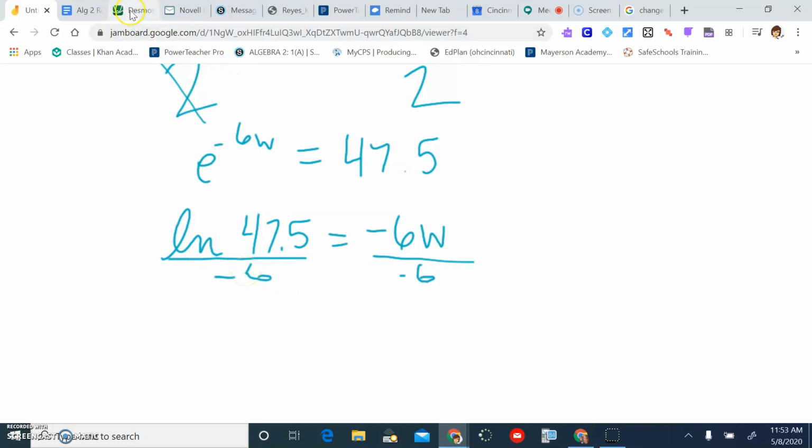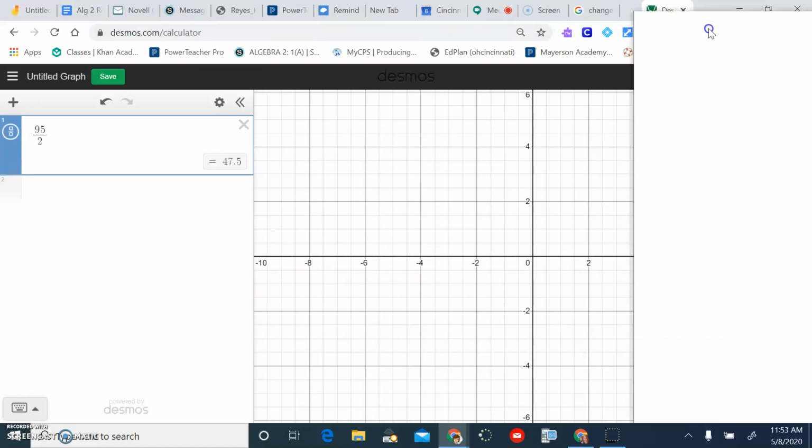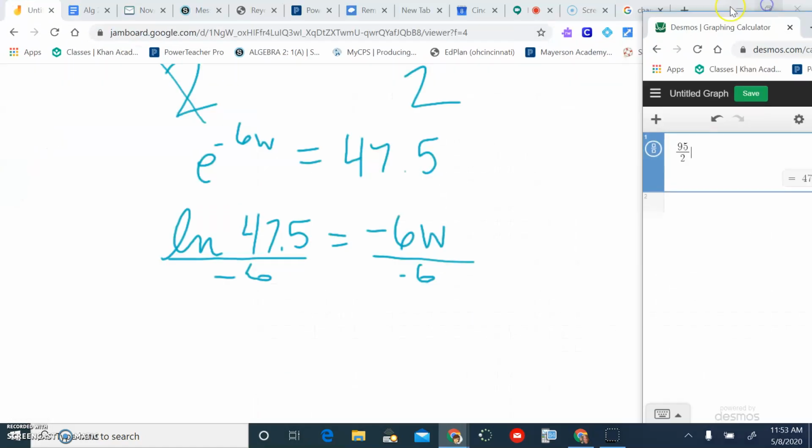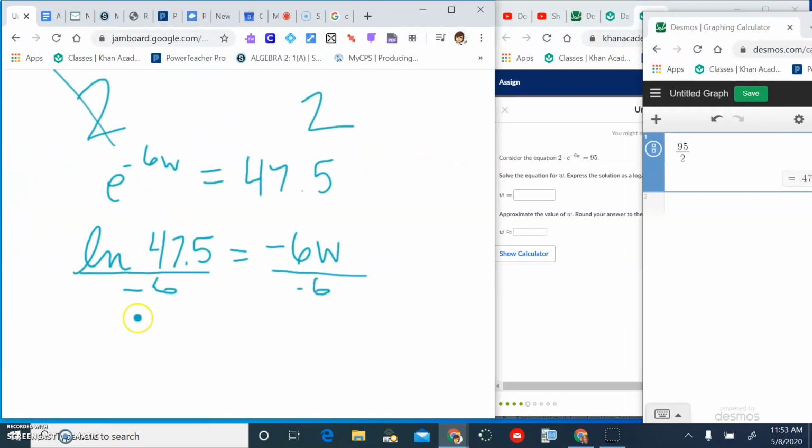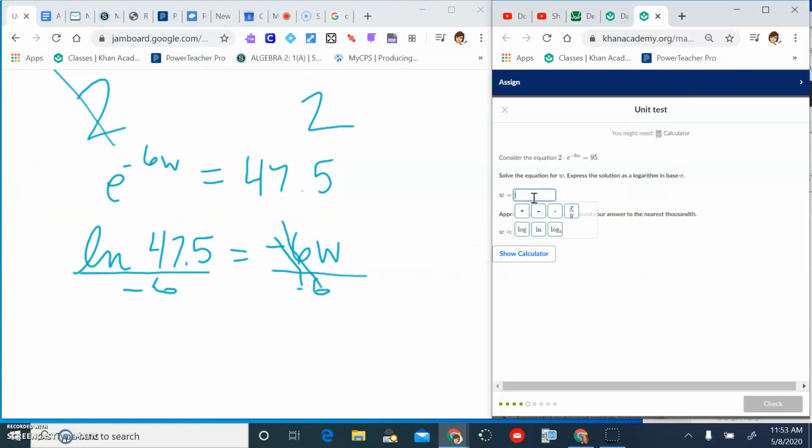It's all right. So this is my answer because that gets rid of that, right? So w equals natural log of 47.5 divided by negative 6. Well, we don't really like negatives on the bottom of fractions, so I'm going to move that either up top or out front, not on the bottom of the fraction.